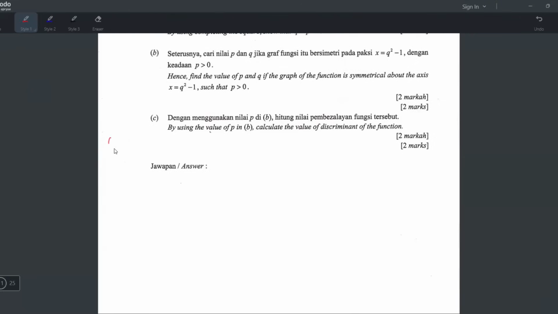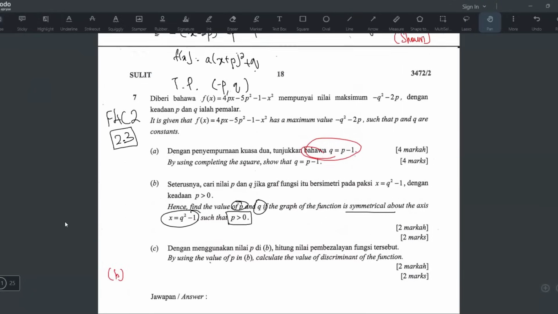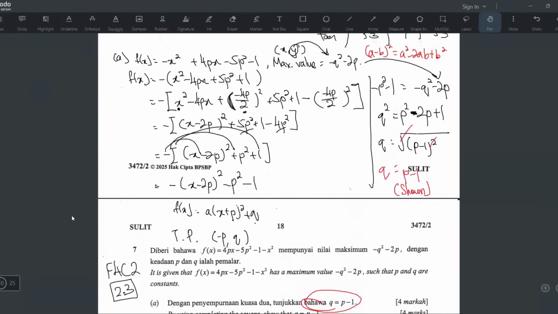Okay, I'll do B down here. All right, the question says, hence find the value of P and Q if the graph of the function is symmetrical about the axis at here such that P is bigger than 0. This is the axis of symmetry. I told you just now. Remember just now I explained to you what is maximum value. It's only referring to the y coordinate, right? So the other name for the y coordinate is maximum value.